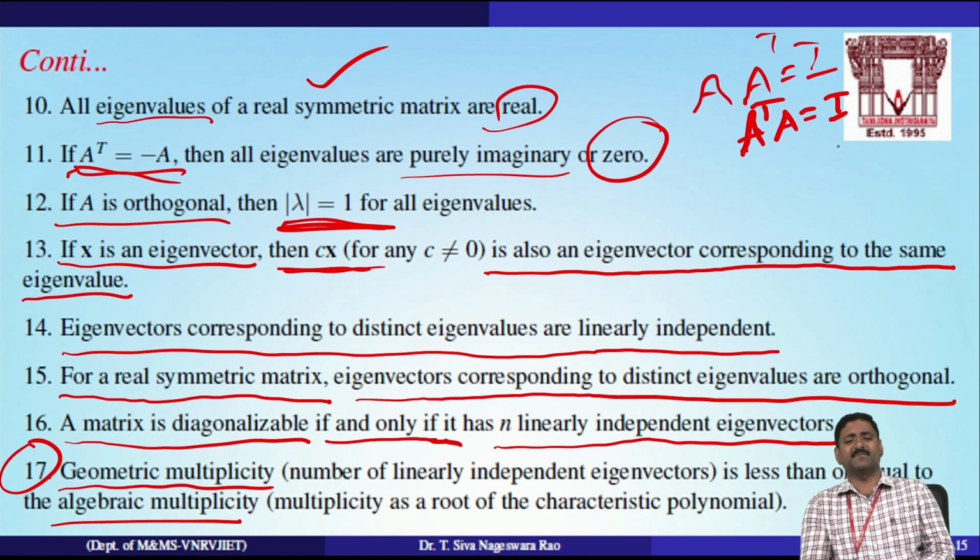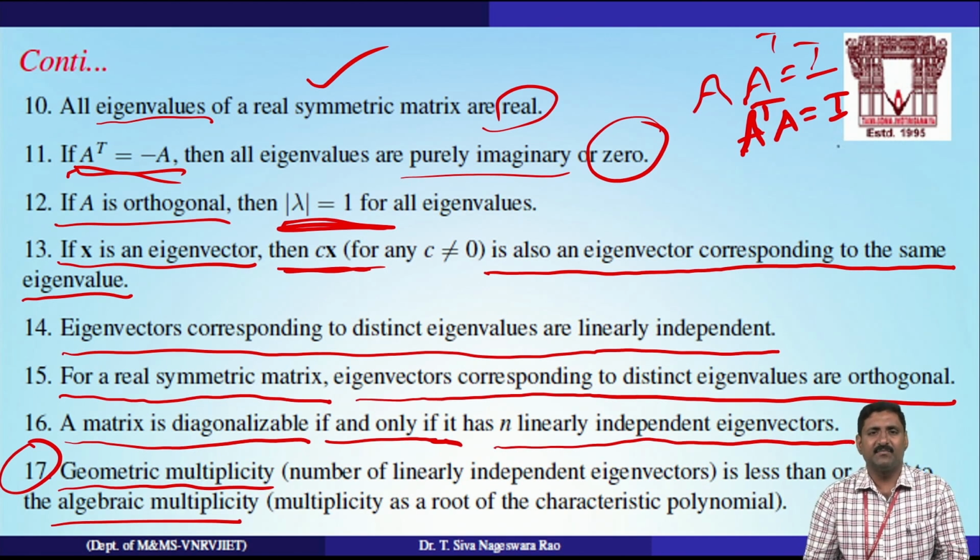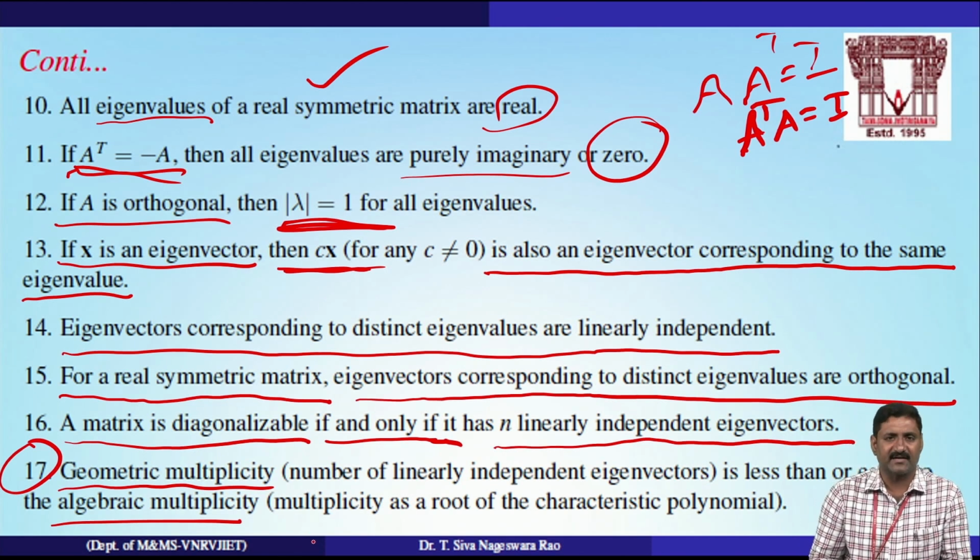Now coming to geometric multiplicity, the number of linearly independent eigenvectors corresponding to a given eigenvalue is called geometric multiplicity. And one more thing you need to remember, there is a relation between geometric multiplicity and algebraic multiplicity. The geometric multiplicity never exceeds the algebraic multiplicity. So the geometric multiplicity is always less than or equal to the algebraic multiplicity. So this is about the properties of eigenvalues and eigenvectors.